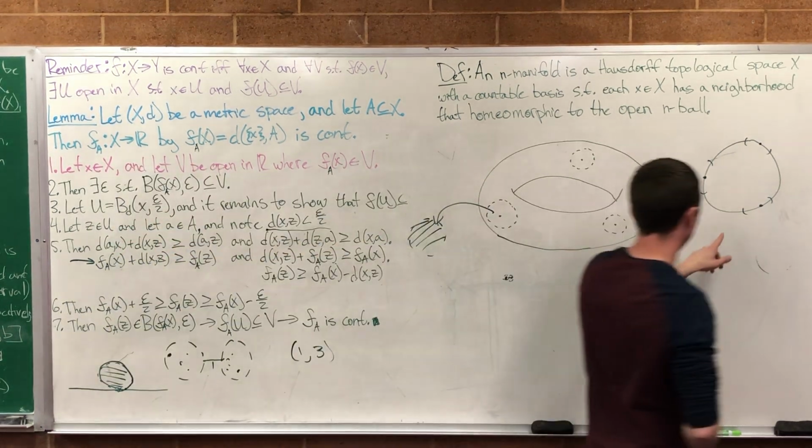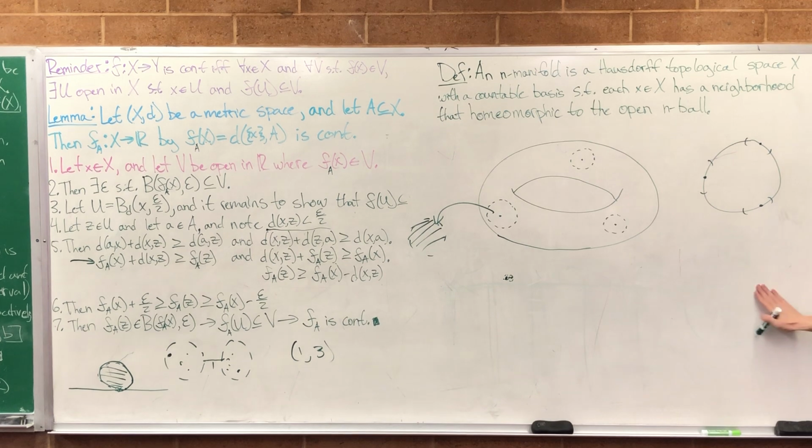Let's look at a one-dimensional manifold for a second. Just a circle. A circle is a one-dimensional manifold. What does a one ball look like? It looks like just an open interval, right? And we already talked about how something like this is homeomorphic to just an open interval. Right? Trivial. So here's a one-dimensional manifold.